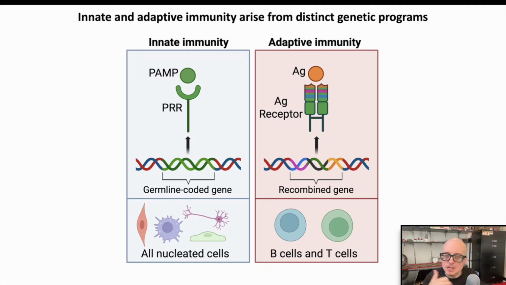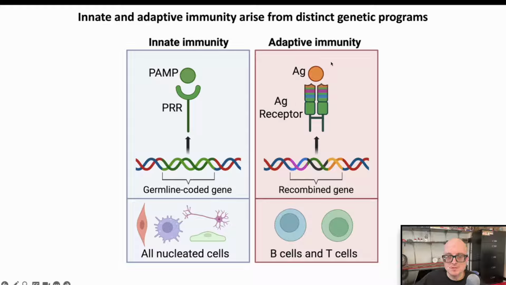But because we rely on traditional genes, it means, by definition, there's only so many of them that we can encode. So we rely on a pretty broad but limited set of pattern recognition receptors, each of which recognizes a unique set of PAMPs, but not with the specificity that we see with something like an antigen receptor.